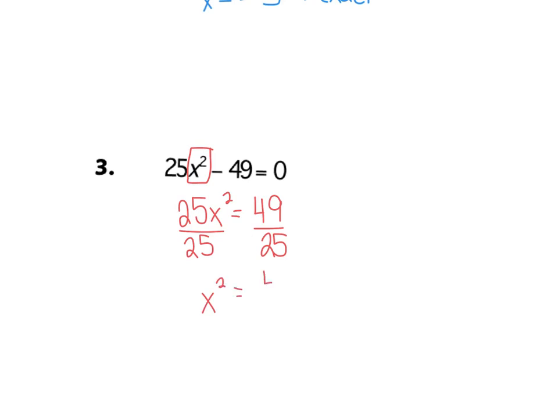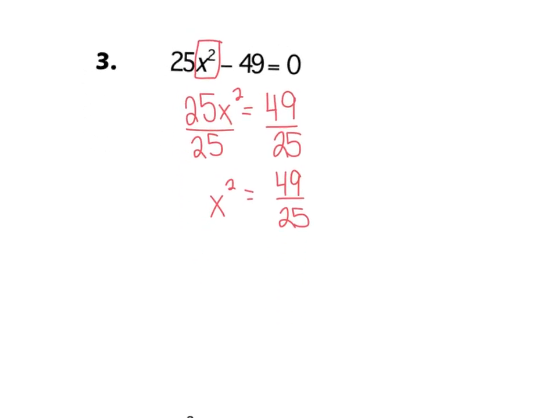Do not try to write this as a decimal. You're not going to have a calculator available, so you want to leave your answers right now in fraction form. Now I would square root both sides. Squaring and square rooting undo each other. I'm left with x equals plus or minus the square root of 49 over 25.